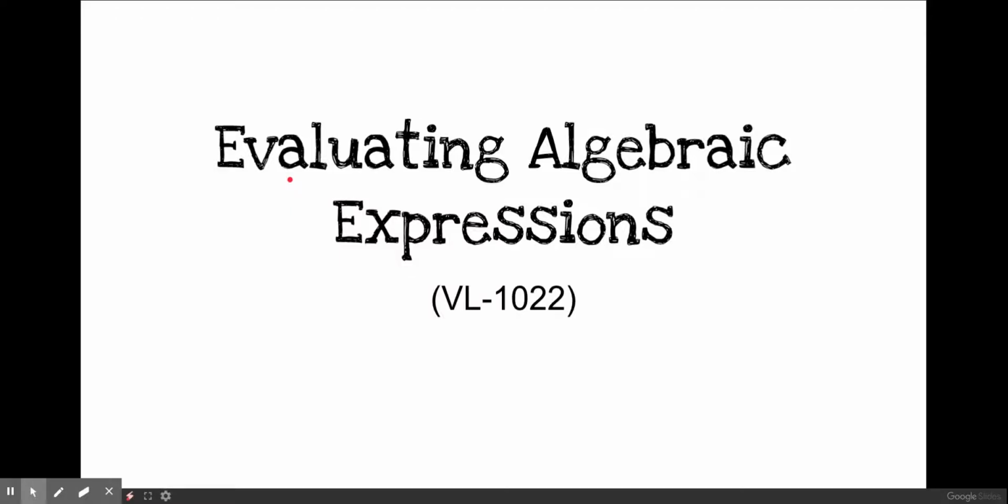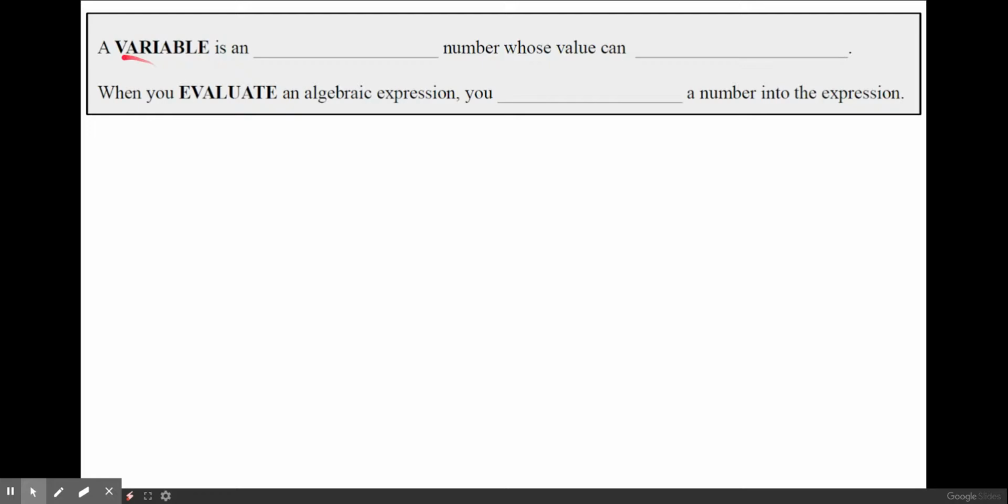In this video, we are going to be evaluating algebraic expressions. Let's begin. A variable is an unknown number whose value can change. When you evaluate an algebraic expression, you substitute a number into the expression. Sometimes people will say plug in a number. Substitute or plug in means the same thing.